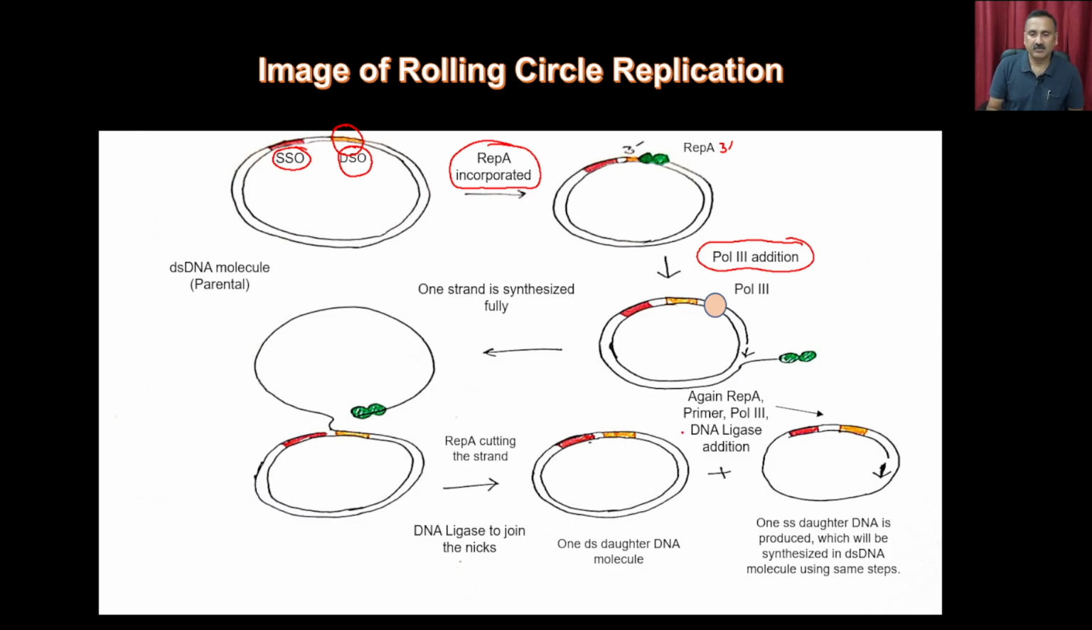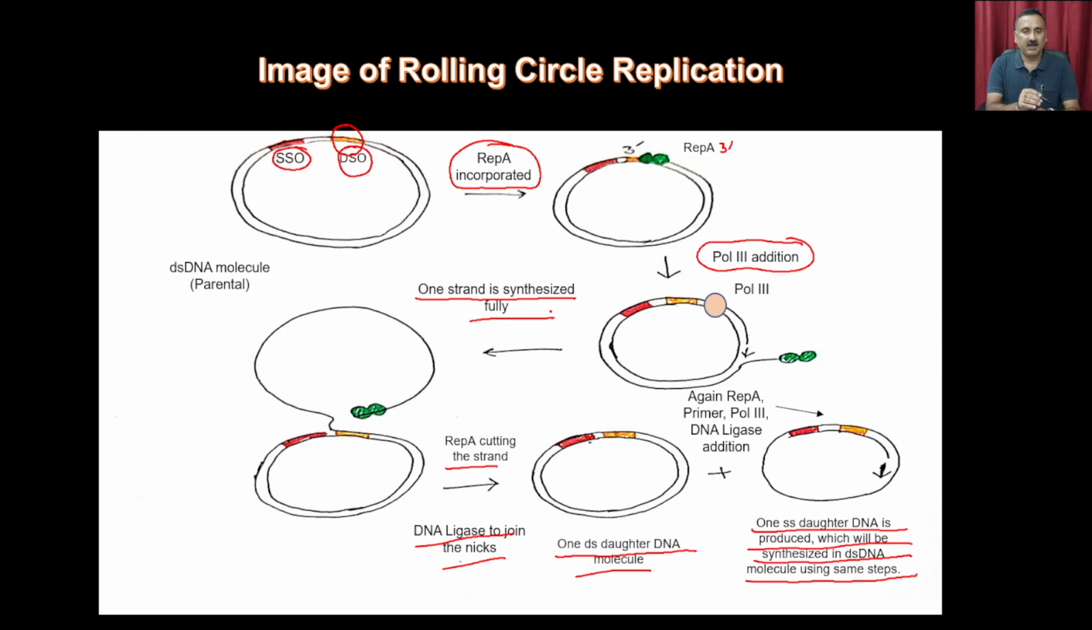So it runs like this and makes the single stranded copy, and one strand is synthesized fully. For example, it goes like this and one single copy is synthesized, and then RepA cuts the strand and DNA ligase joins the ends. So you have one double stranded molecule, and the single stranded DNA molecule that is produced will be synthesized into a double stranded molecule using similar steps.